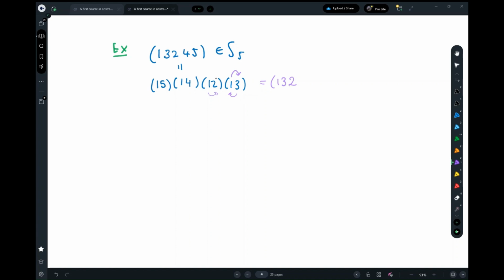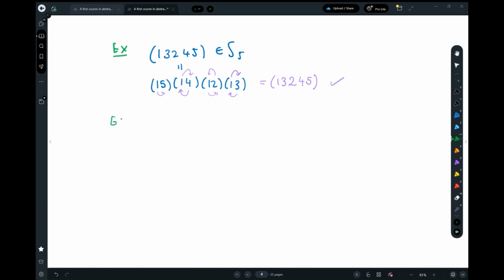Where does 2 go? 2 goes to 1, and then 1 goes to 4. So 2 will go to 4. Where does 4 go? 4 goes to 1, and 1 goes to 5. So 4 goes to 5. Where does 5 go? 5 goes to 1, and it closes the cycle. So it works as a product of transpositions.